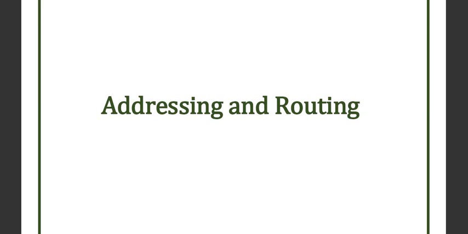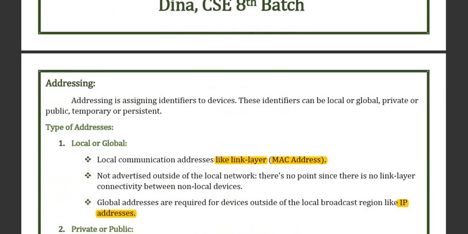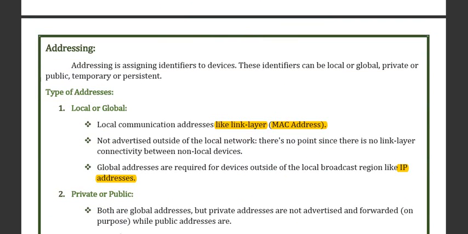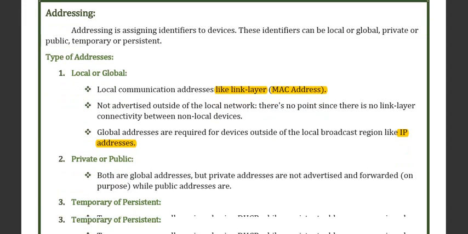Hello everyone. We are in the Internet and Web Programming section, and today we will discuss addressing and routing. Addressing means to give someone an address.